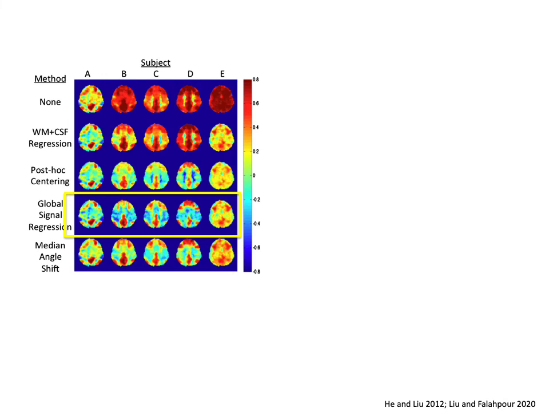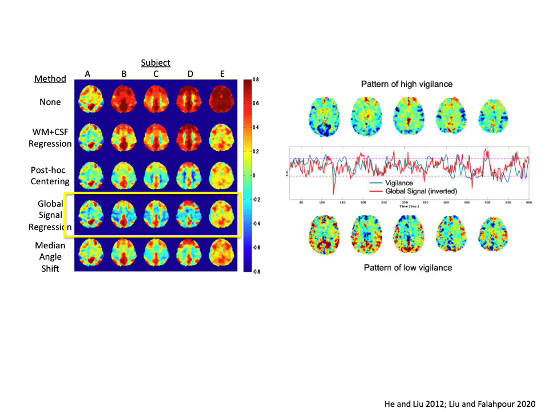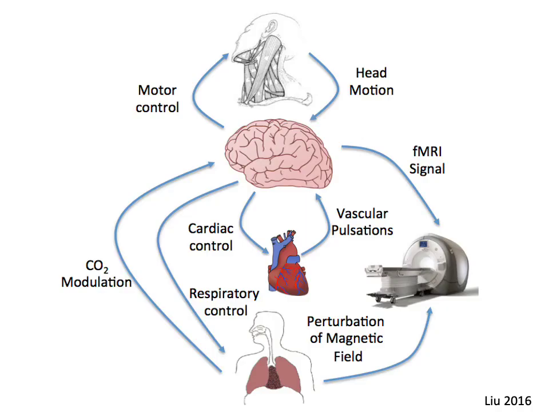In addition, there's growing evidence that suggests that the global signal contains useful information. For example, simultaneous EEG-fMRI studies have shown that the global signal is negatively correlated with EEG measures of vigilance. Global activity tends to be high when vigilance is low, and tends to be low when vigilance is high. Thus, preprocessing methods such as global signal regression may be removing the effects of vigilance fluctuations from the data.